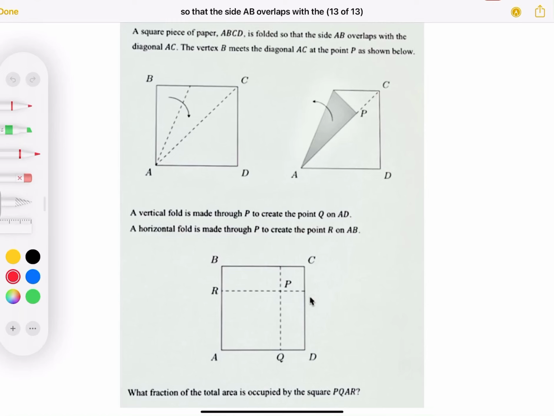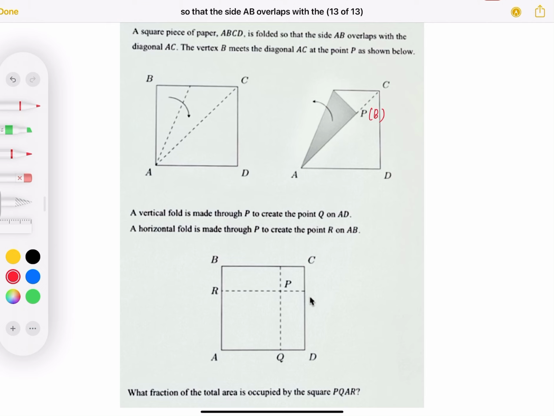Okay, let's have a look at this question. We have a square ABCD, and as the diagram shows here, we fold the side AB to the AC, and the point B becomes a point P. The P position here was the B before. I'm going to write this down. That was B before.